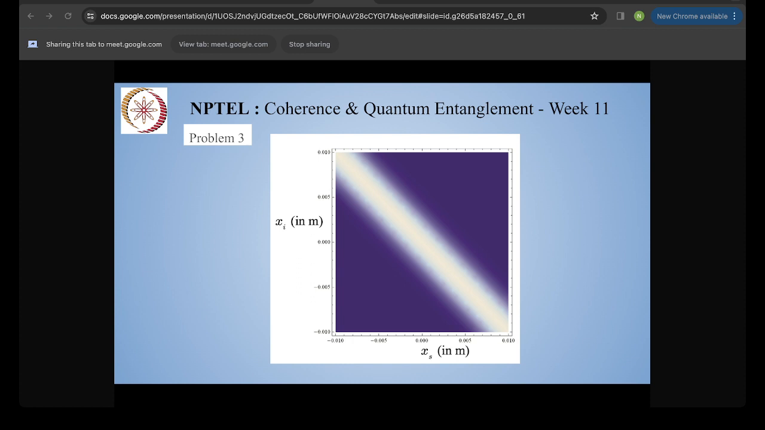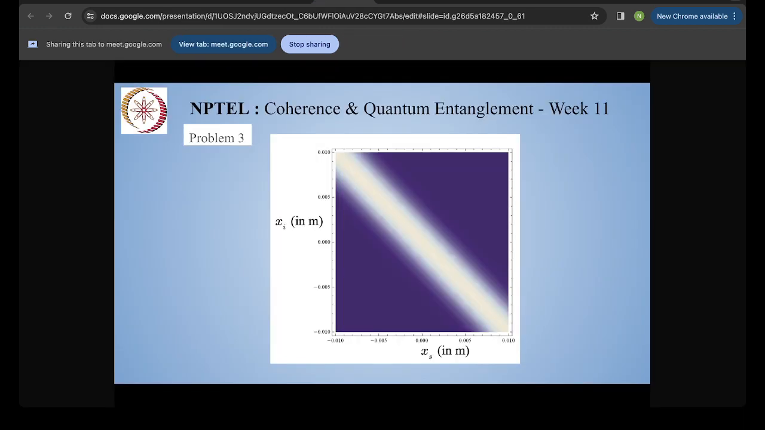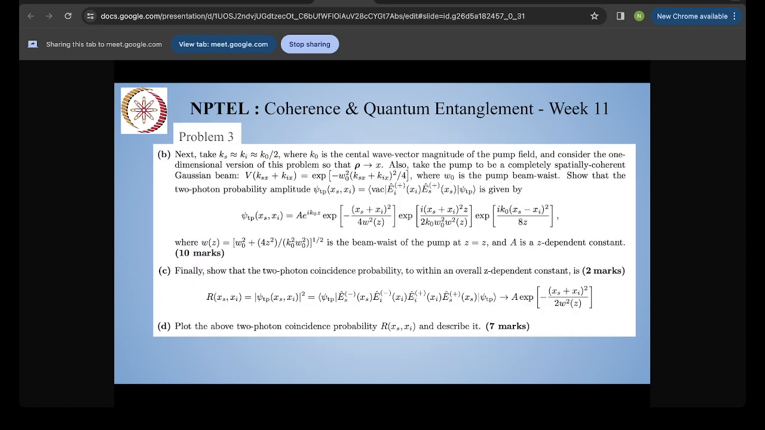We find that at a particular z, given that the signal photon is detected at some xs, the range over which the idler has a finite probability of getting detected is w(z), which is the correlation width of the down converted photons. We can find that this correlation width is equal to the width of the Gaussian beam at z. As z increases, omega z increases, and we found the position correlation width increases in the same proportion. So this is the detailed explanation of the question, which asks to plot the above two photon coincidence and describe it. So this is all.